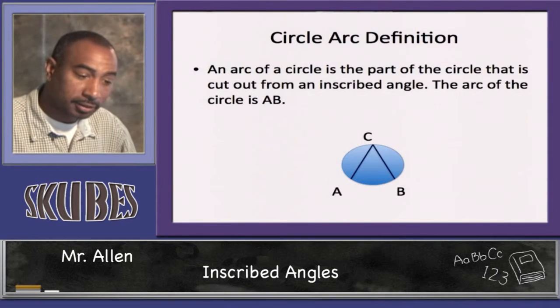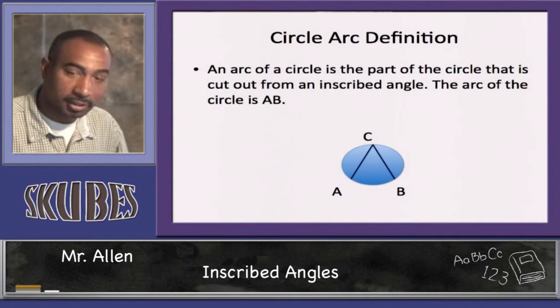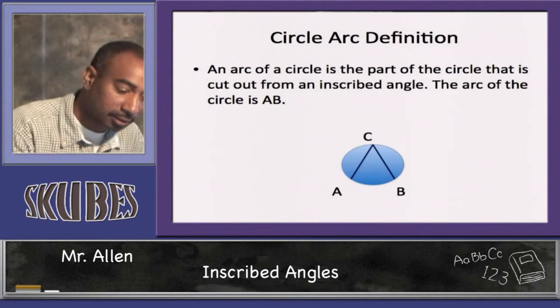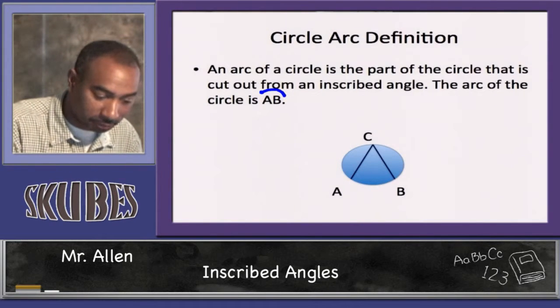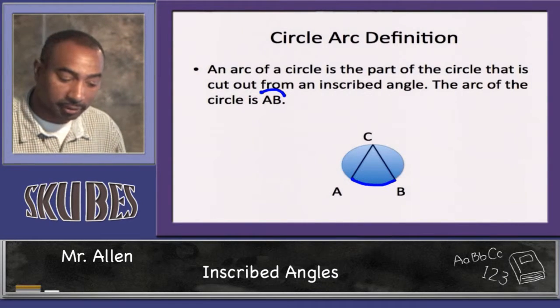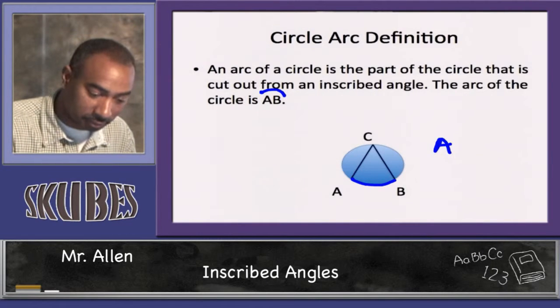Right, let's look at the circle arc definition. An arc of a circle is part of the circle that is cut out from an inscribed angle. The arc of the circle in this case is arc AB. So look at the circle. This is the part of the circle that's cut out from angle ACB. So AB is the arc of the circle.